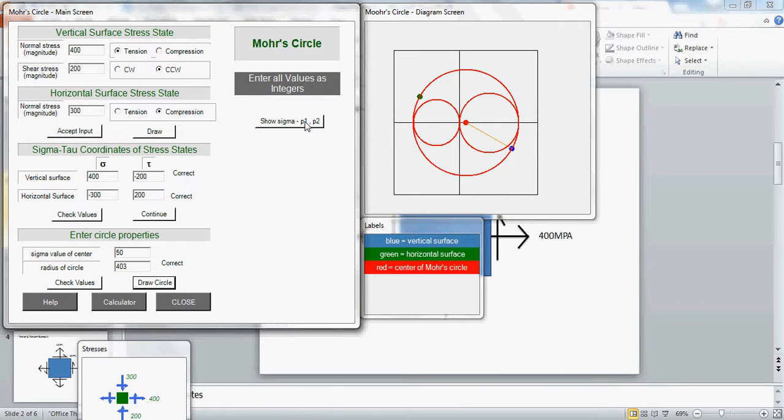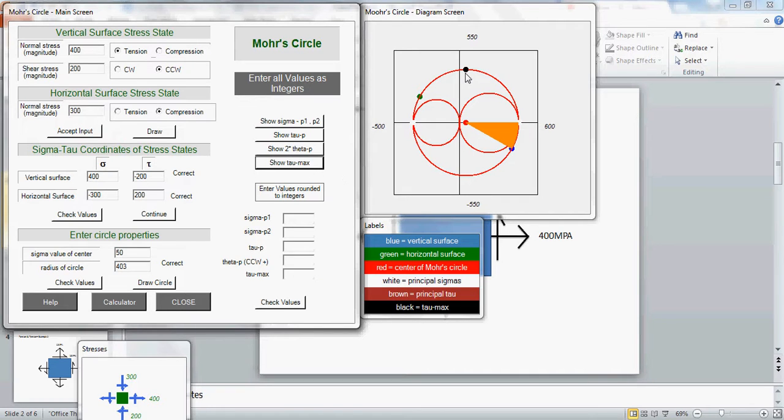Okay, so this is our circle. Now P1, P2, P1 is going to be on the far right, P2 on the far left, tau P, theta P going from the vertical point to P1, tau max. Now because this is a tension and compression example, tau max is the same as tau P.